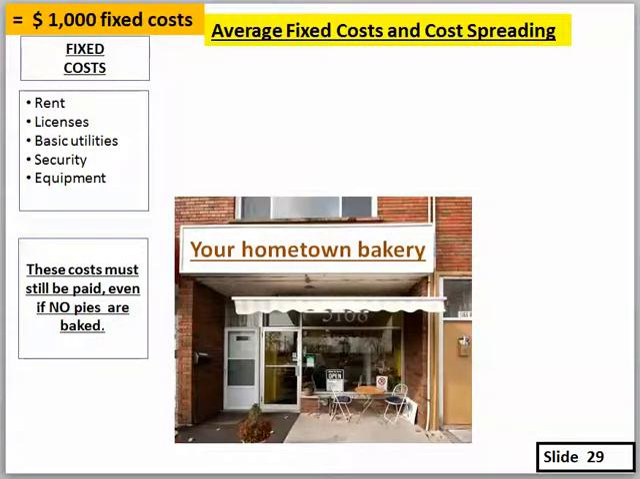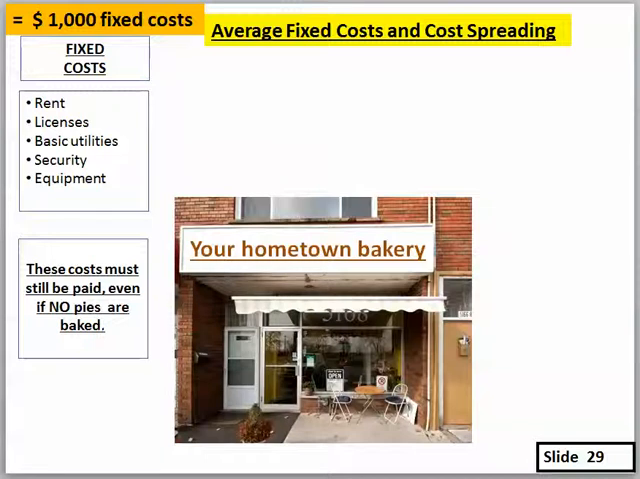So let's assume for a minute that our rent and our license and the basic utilities and all those things come to $1,000 a month. Now remember, if we're running our bakery and we decide to go on vacation for a month, we still have to pay that $1,000 of fixed cost. Whether we do any business or not, we've got to pay it. So that's our fixed cost.